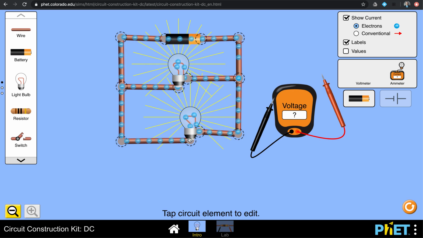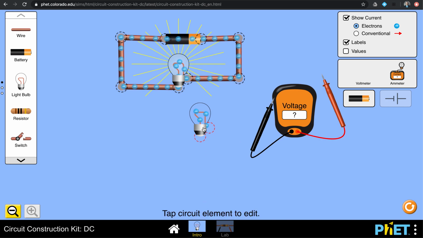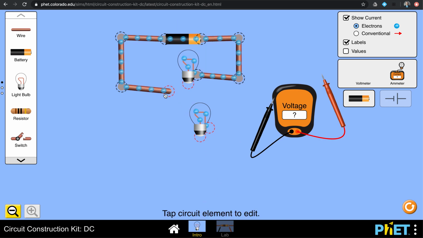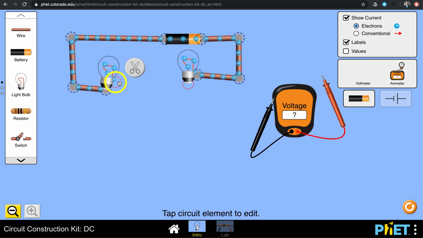What I am going to do, I'm going to get rid of this. I'm going to get rid of all of these wires, and we're going to build a different kind of circuit. It's called a series circuit. I'm going to disconnect that, move this over a little bit, and I'm going to build this circuit so that it goes through 2 light bulbs on the same path. What I just made there is called a series circuit.